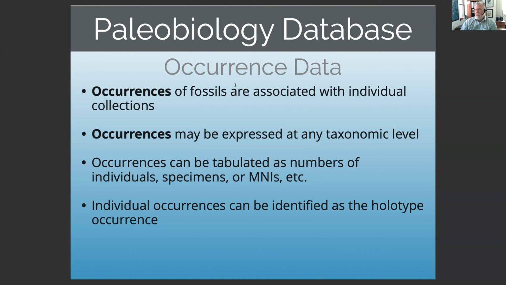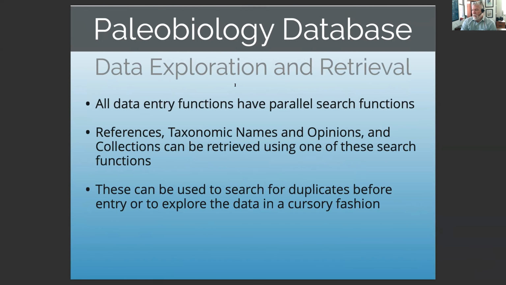And you can record these occurrences any way, as individuals, as specimens, minimum number of individuals. And one special occurrence type we do keep track of is the holotype occurrence. So which occurrence represents the original description of the fossil, we can track that down as well, which sometimes can be important.